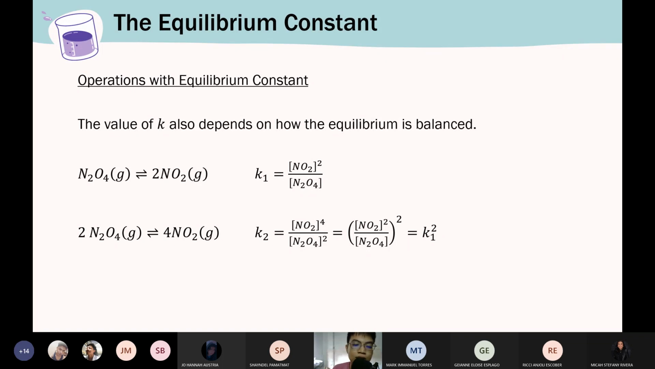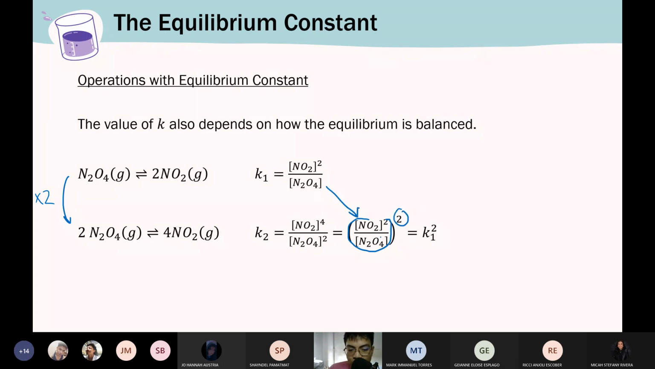Okay? So, let's take a look at this one. You still have N2O4 in equilibrium with 2 moles NO2. So, the K expression is NO2 squared divided by N2O4. What if I multiply everything by 2? What if I multiply ko lahat by 2? Edi of course, ano mangyayari? Yung exponent nila magbabago. But if you try to factor out yung minultiply mo, you will still end up with the same constant, no?